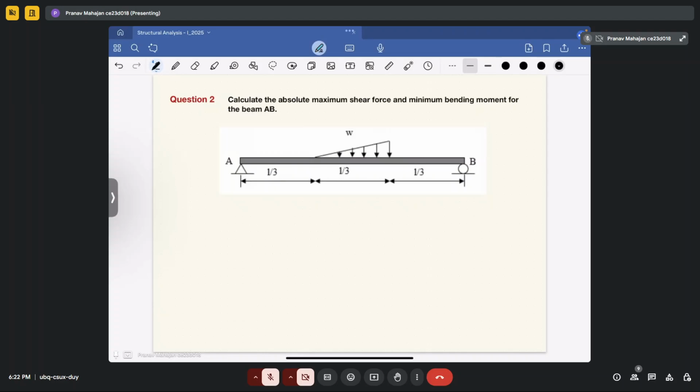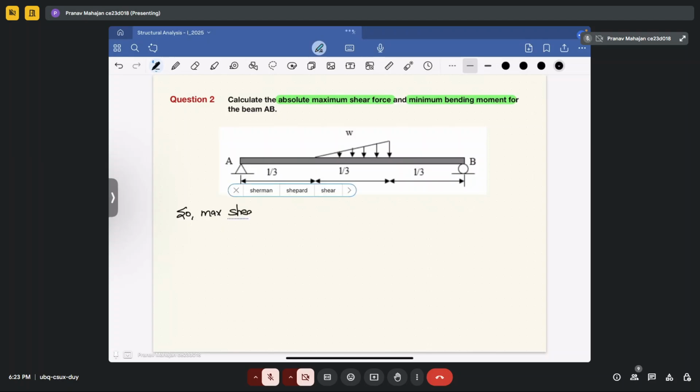In this, you are required to calculate the absolute maximum shear force and minimum bending moment. It is telling you to calculate the absolute values of the shear force and the bending moment. That means whether the bending moment is positive or negative, it doesn't affect that. You are only interested in the maximum shear force at a particular section. One major thing that you are required to see in this question is that it is asking for maximum shear force. So where does maximum shear force occur?